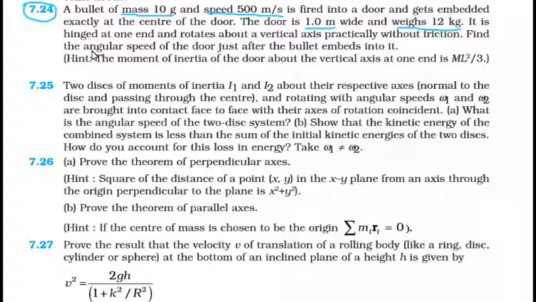Find the angular speed of the door just after the bullet is embedded into it. So this is the question. The important summary points are underlined in blue. So from this we'll create step 1 of the sum, the summary: what is given and what we need to find. Let us solve the sum.